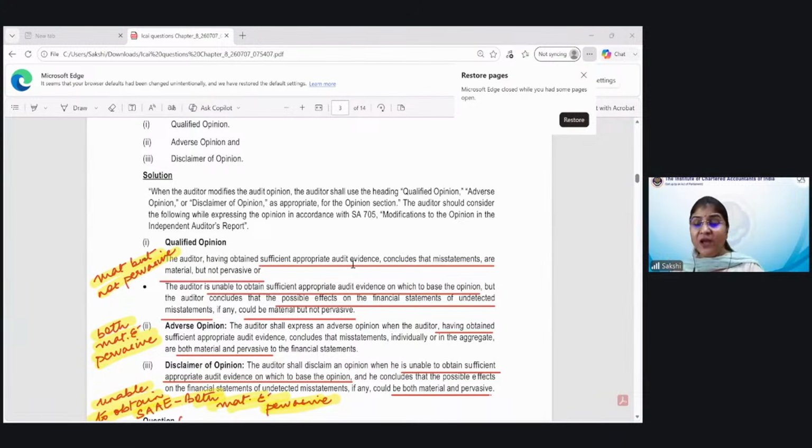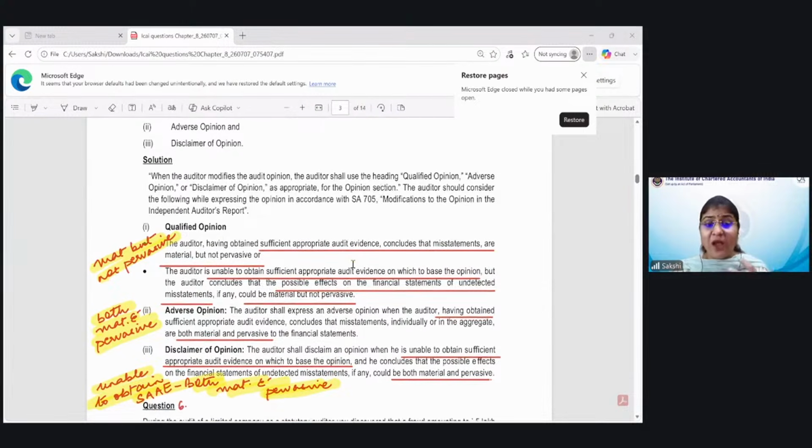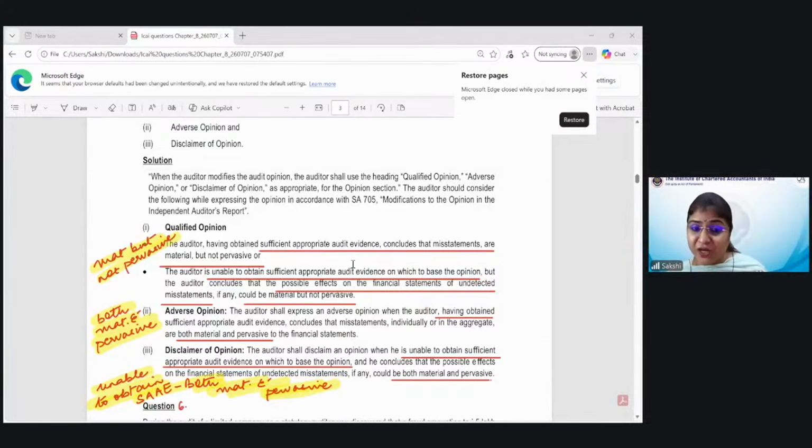What do you mean by pervasive? It is not affecting the balance sheet as a whole. So that is known as pervasive. So they say it could be material but not pervasive. Adverse, they have to express an adverse opinion when he has obtained sufficient and appropriate audit evidence on the basis of which he concludes that the misstatement is material as well as pervasive. It is material and it is that grave that it will affect the entire balance sheet as a whole. That we give you adverse.